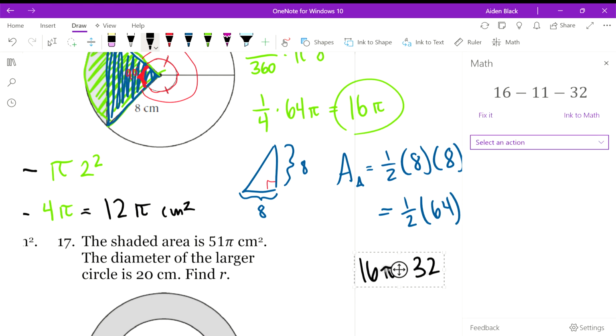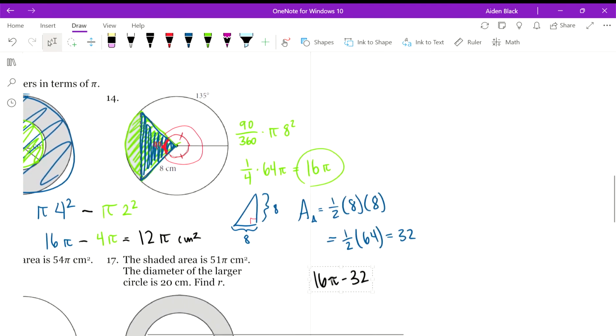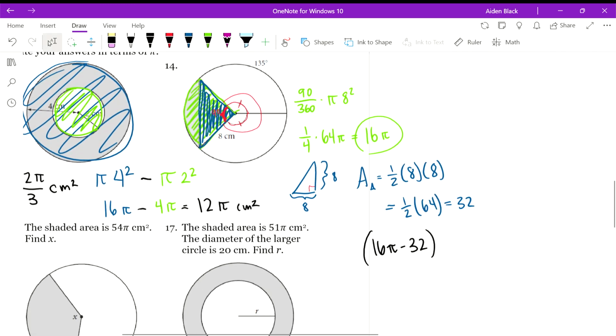Does it ask us to round? Write your answers in terms of pi. So this is good enough. Right here you can say all of this is in centimeters squared. That's the area of the segment.